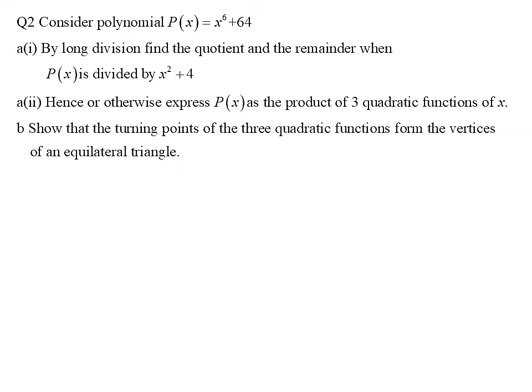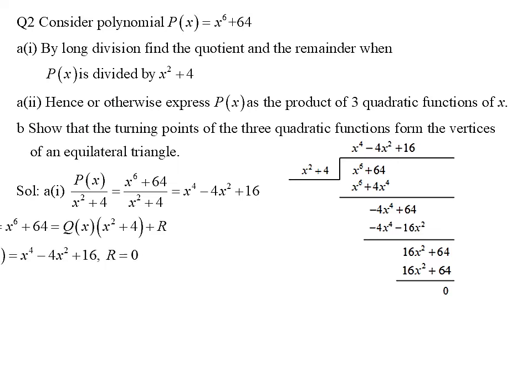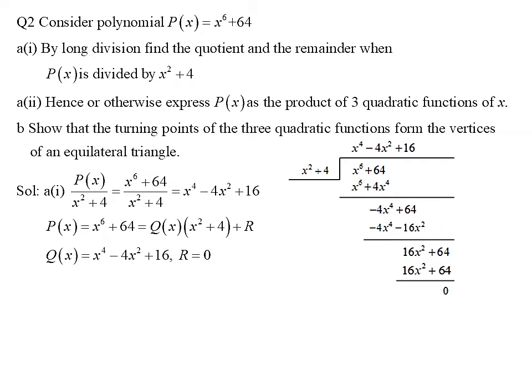Question 2 is a polynomial problem with x to the power of 6 plus 64. As for long division in the first part of question a, for those who are still not familiar with it, you may refer to your textbook and practice this skill yourself. Here, I just briefly demonstrate how I do this long division. After performing the long division, the quotient is x to the power of 4 minus 4x squared plus 16, and the remainder is 0. It means x squared plus 4 is a factor of the polynomial p(x).